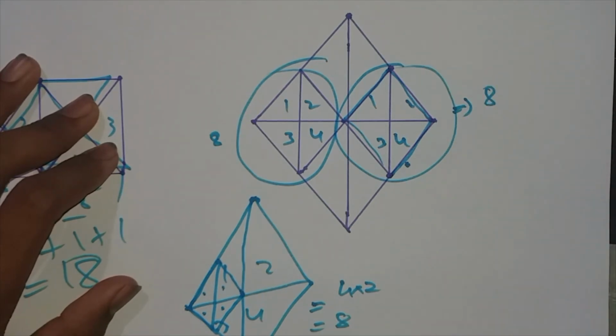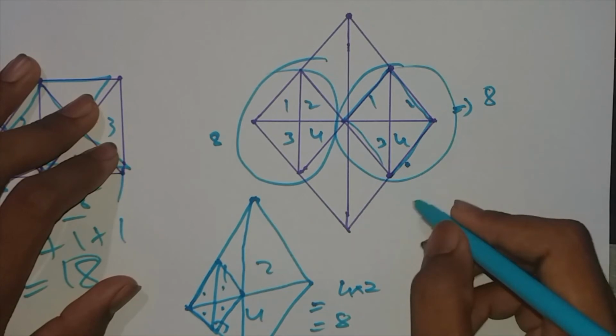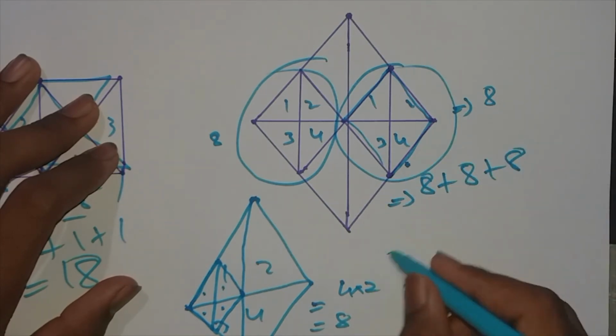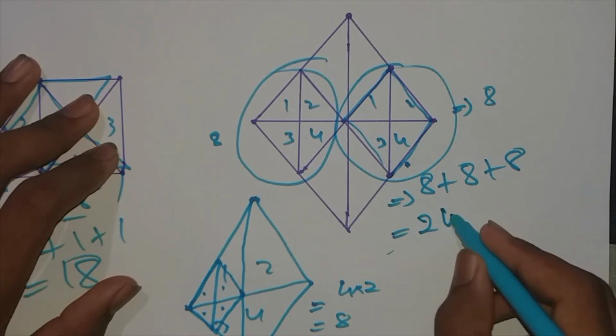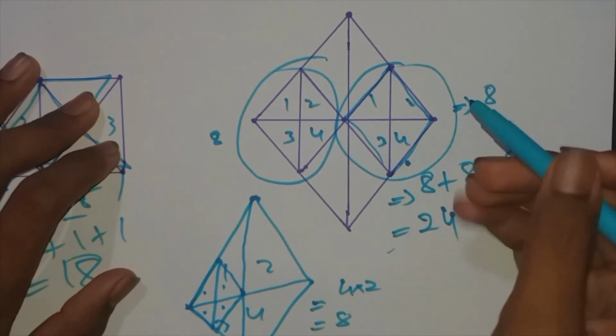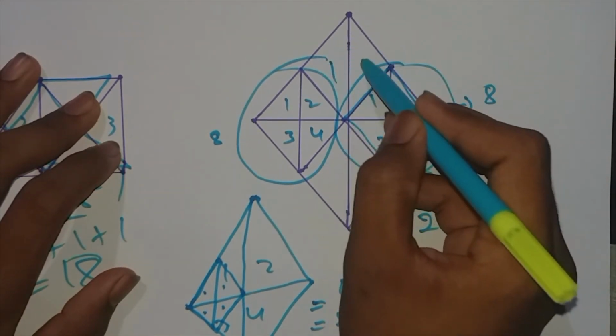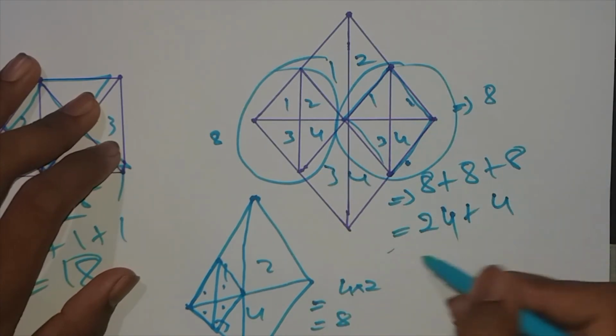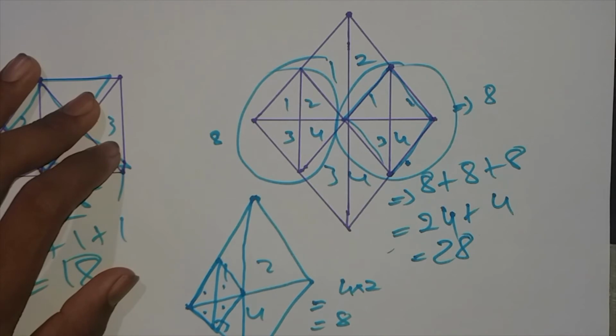So 8 plus 8. So in total how many 8s do we have? That means 8 plus 8 plus 8. You will get 24. So 24, and you have another also. That means this is one triangle, these two, these three, these four. That means plus 4. So in total you have 28 triangles in this.